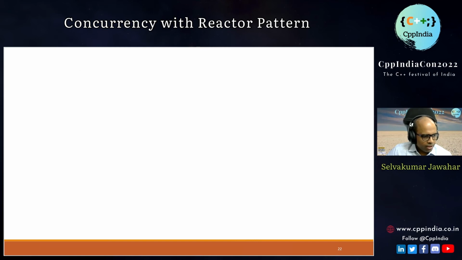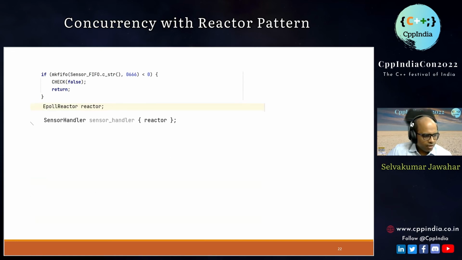So now let's see a sample application. In the sample application, instead of network sockets, I'm using a FIFO. It's a Linux FIFO. What the application first does is set up a FIFO. It instantiates a reactor, and it instantiates a concrete handler to handle the sensor data. Then I'm using Catch, a unit test framework.